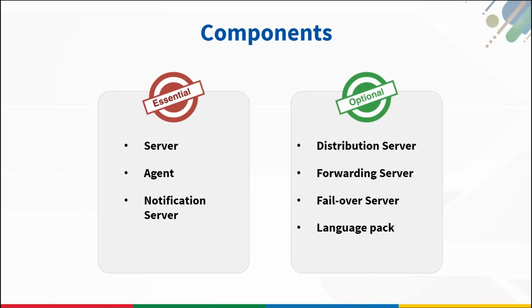Here is the list of components that are required or optional for managing Desktop Central. Server, agent, and notification server are all essential. The notification server, we'll discuss more in the coming scenario. The components that are optional are distribution server, forwarding server, failover server, and language pack. Now, you might wonder what a failover server is. It is nothing but a backup server which takes over in case anything happens to your Desktop Central server. You can set up a failover server if you think you need one. It is entirely optional.